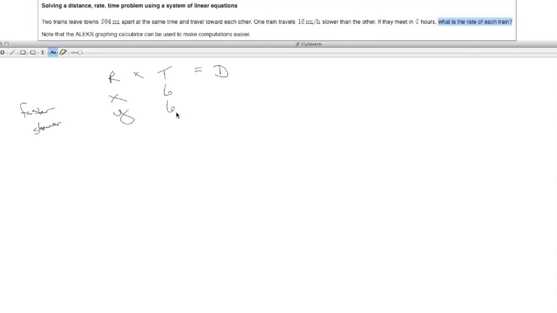And when we're filling out the table, we want to multiply across to fill in this last column, x times 6. So we'll put 6x for the distance of the faster train, and we'll put 6y for the distance of the slower train.